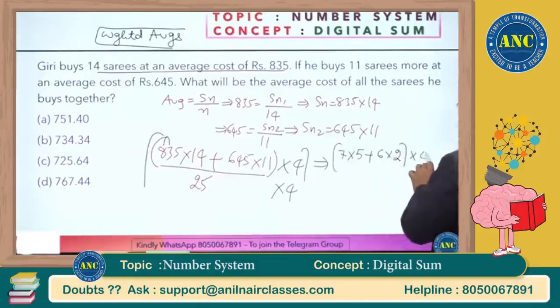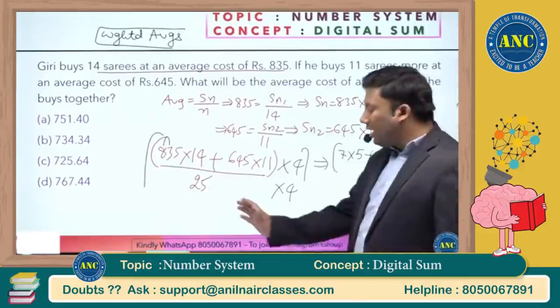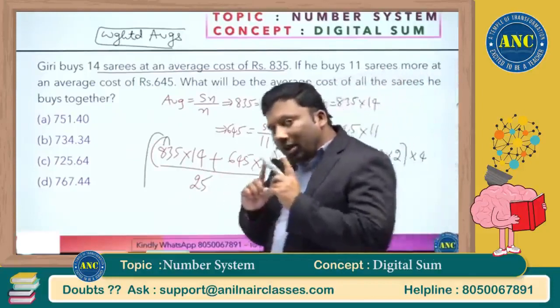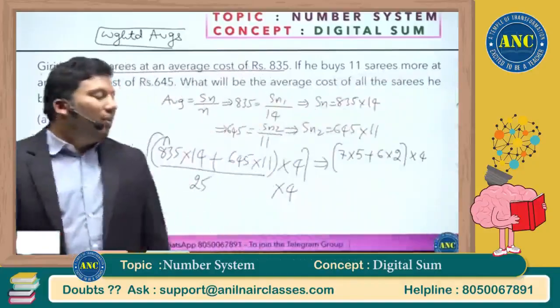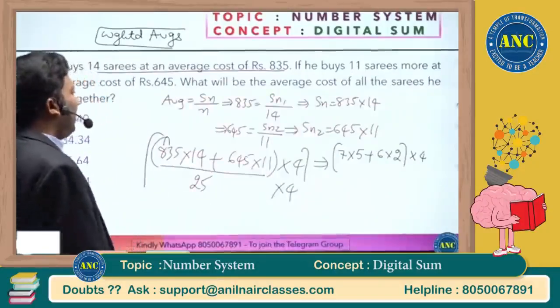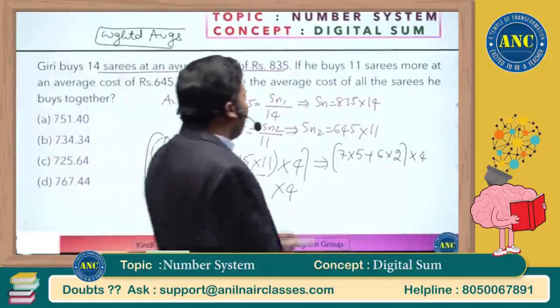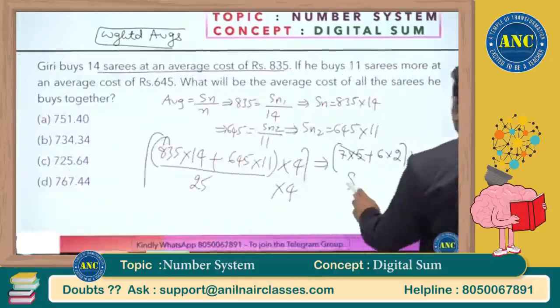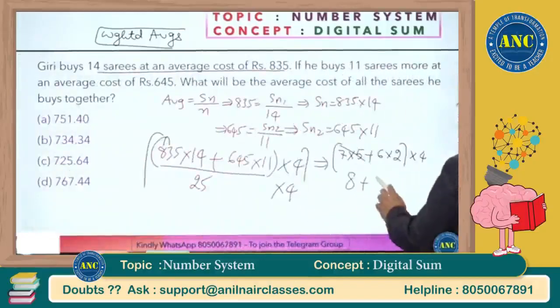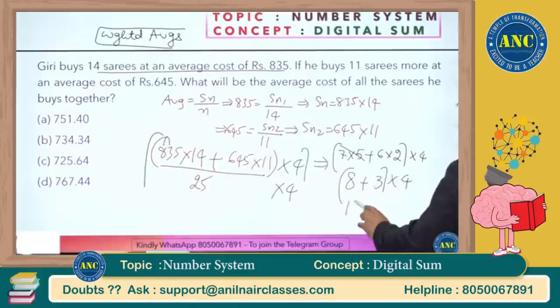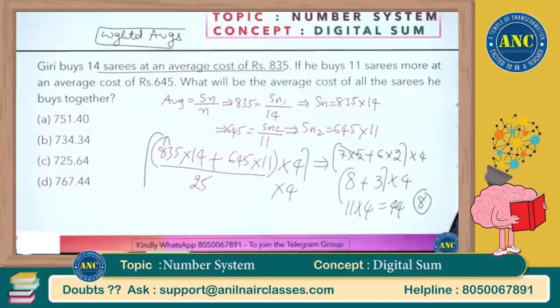Into 4. Are you all with me? 25 fours are 100. Digital sum will be 1. If the denominator digital sum is 7, multiply the numerator and denominator. So 7 fives are 35, which is 8. 6 twos are 12, which is 3. Into 4. 8 plus 3, 11. 11 into 4, 44. Answer digital sum should be 8.